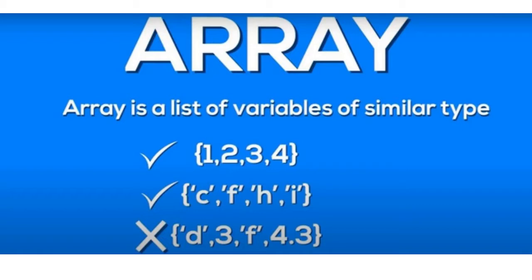So what is an array? Array is nothing but a list of variables of similar type. What do you mean by similar type here? Array can only be a list of integers only. Array can be a list of doubles only. Array can be a list of characters only.